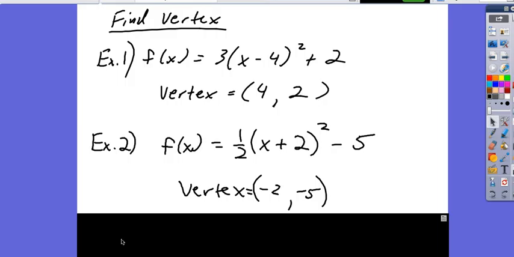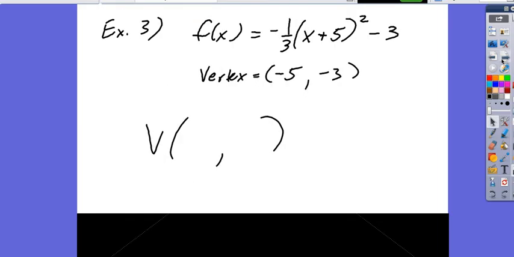So here's a third example. f of x equals -1/3 times (x + 5) squared minus 3. So you can see that the vertex is going to be -5 because that's the opposite of what's in parentheses. (-5, -3). Now, since we have an a value that's negative, what is this graph going to do? Go down. Yep. This graph will face down because our a value is negative.